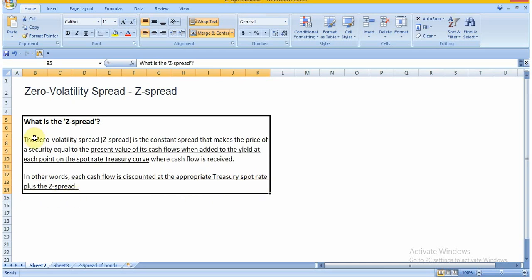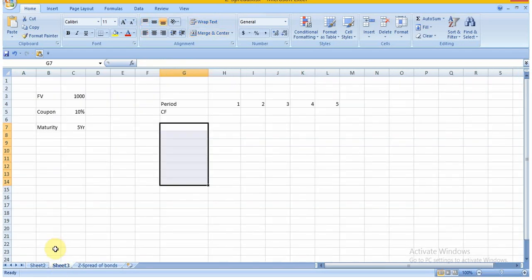Just reading its definition, it sounds slightly technical. However, we'll understand it with a small example. Let's assume a bond here. The face value of the bond is 1000. The coupon payment is 10% and the maturity of the bond is 5 years.